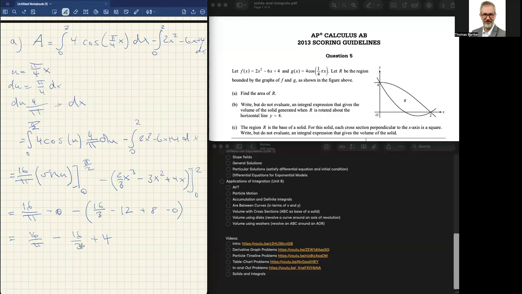So 4 can be simplified a little bit more. 4 is 12/3. So that leaves us with minus 4/3. So it's 16 over pi minus 4/3. And that is the area of R.